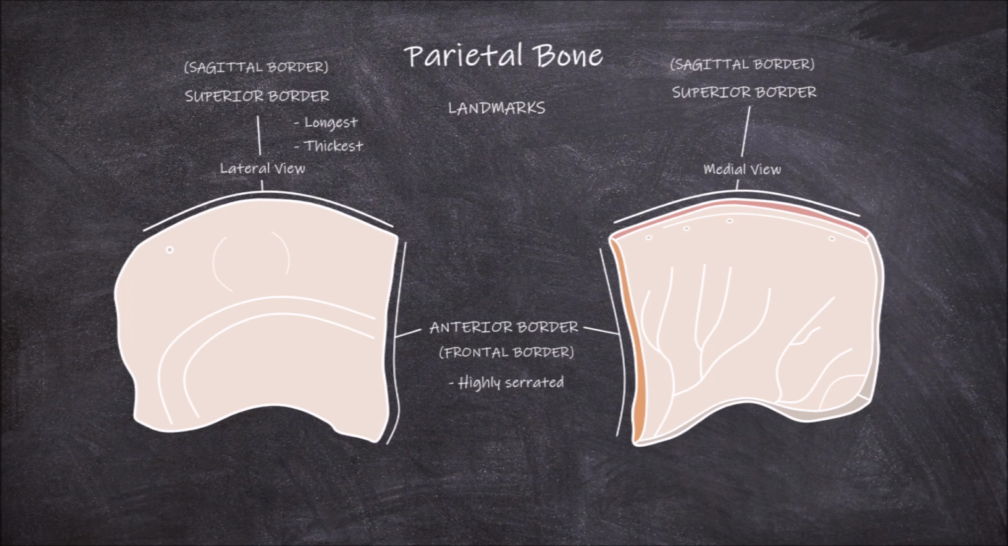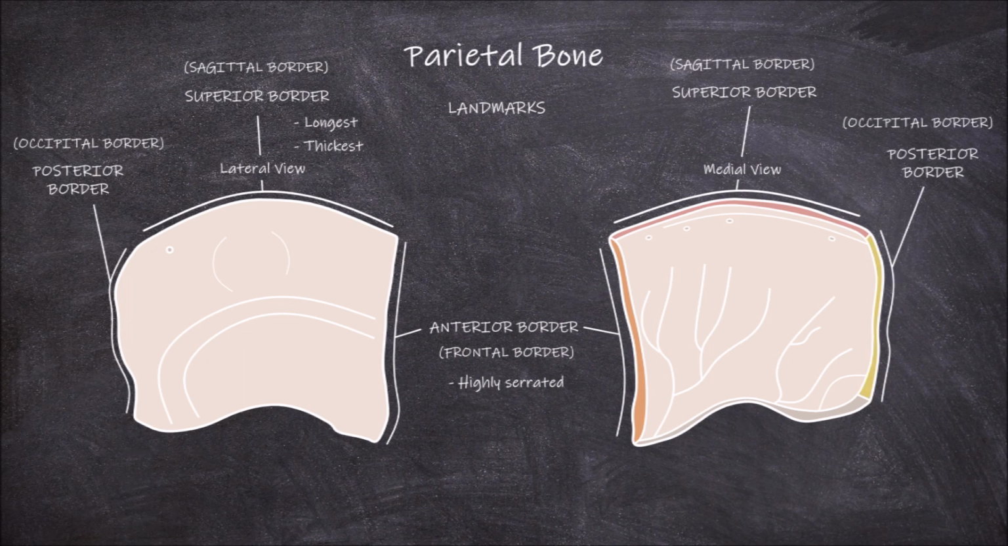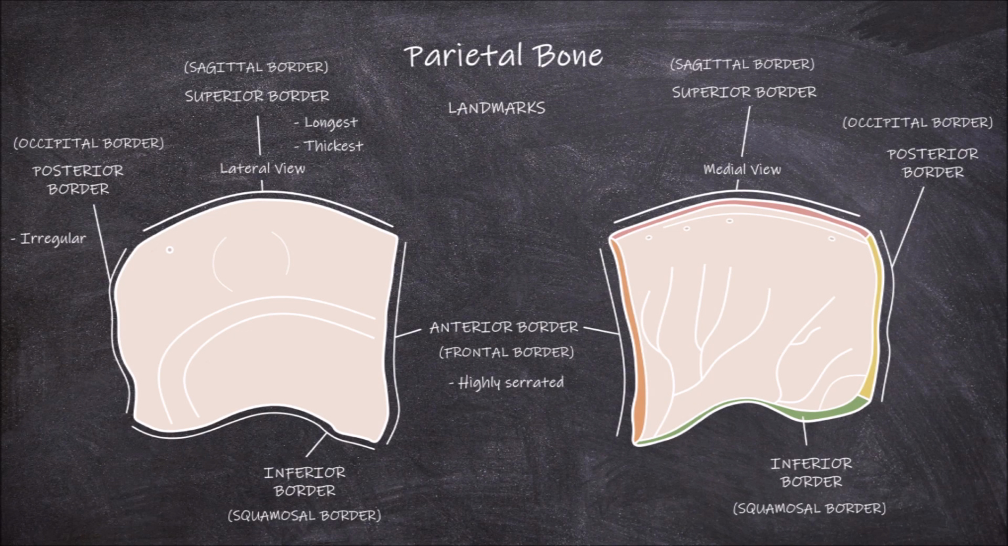The third border is the posterior border, also known as the occipital border. This surface is irregular in shape. It forms the border between this bone and the occipital bone. The fourth and final border is the inferior border, also known as the squamosal border. This border is split into three parts. The anterior part of this border is short and thin. This part forms the border between this bone and the greater wing of the sphenoid bone.